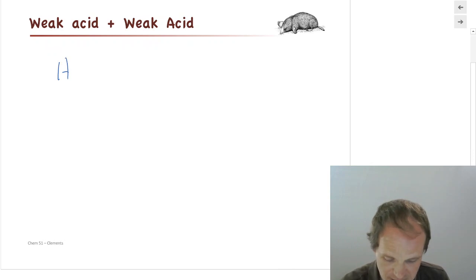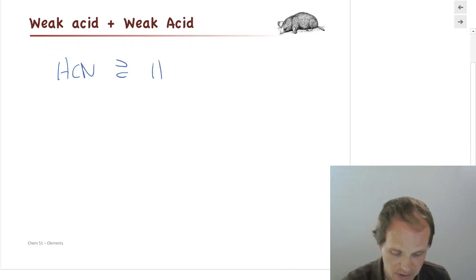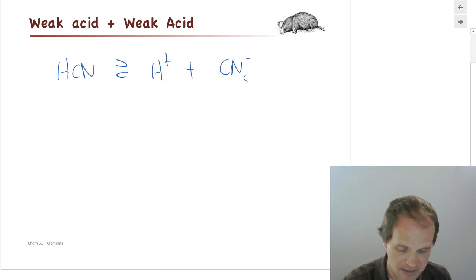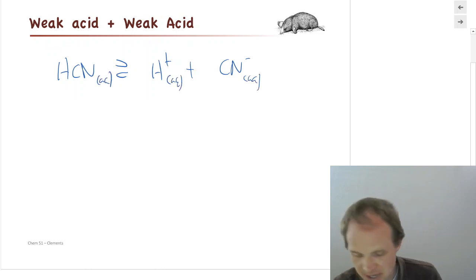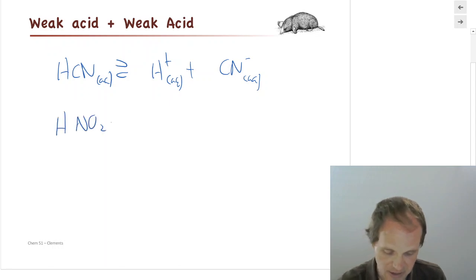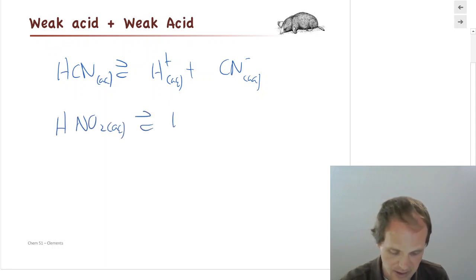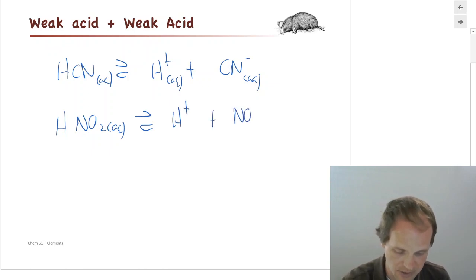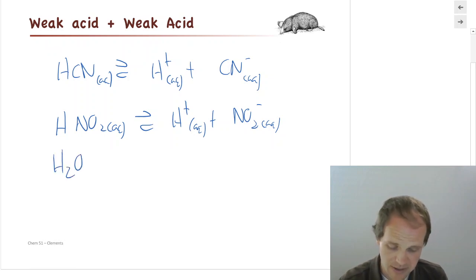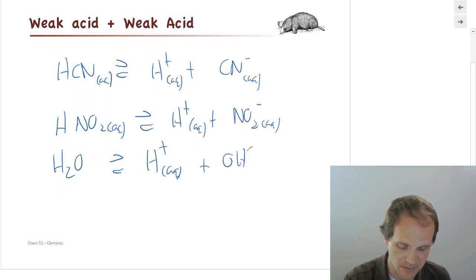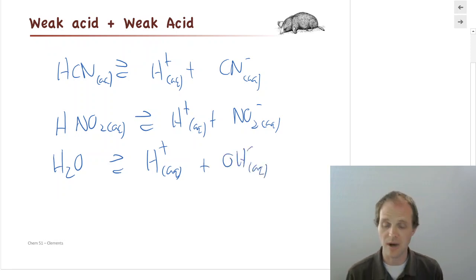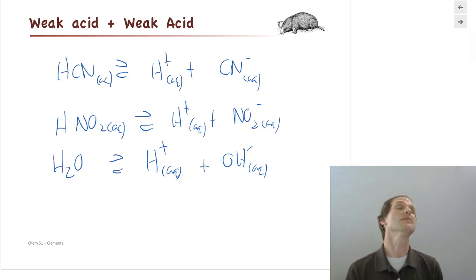So we're going to do HCN just like we did in the last one, which we know goes to H+ plus CN-. Those are all aqueous. And we're going to combine that with nitrous acid, HNO2, which goes to H+ plus NO2-. And we'll also just remind ourselves that in all of this, water is also autoionizing, so we have the contribution from water as well. So we actually have three different simultaneous equilibria. Ooh, what are we going to do?